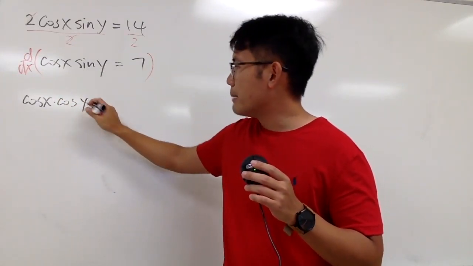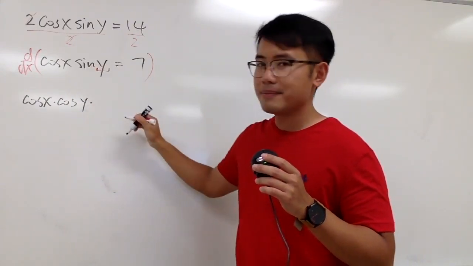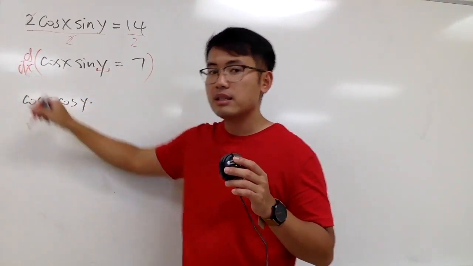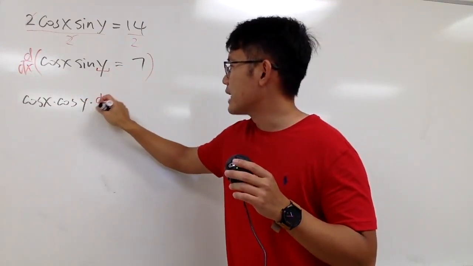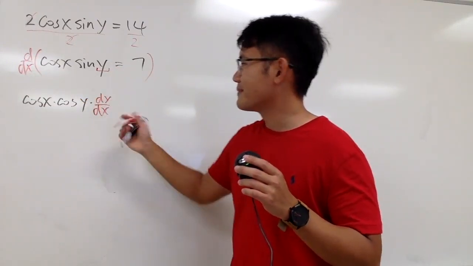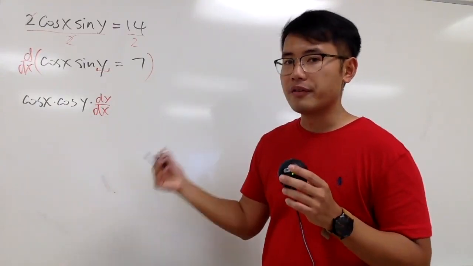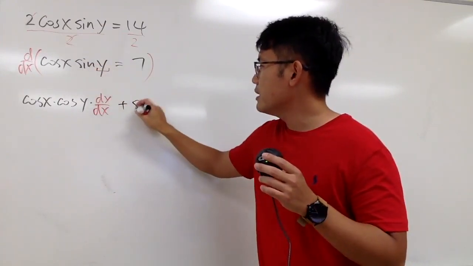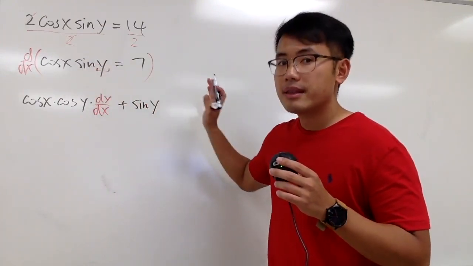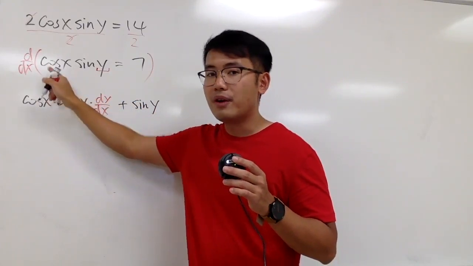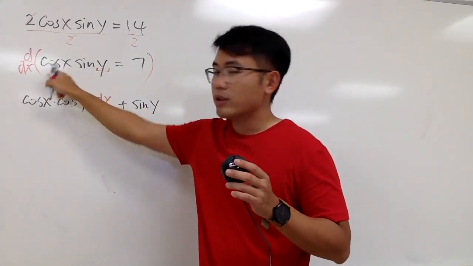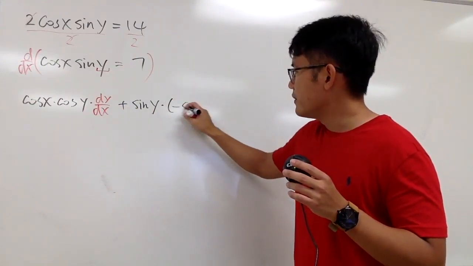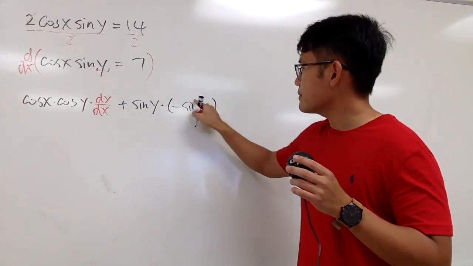And then we multiply by the derivative of the inside by the chain rule, right? Derivative of y with respect to x is the dy dx. And this is how we squeeze out the dy dx. And this is just the first part of the product rule. And then we are going to add the second function, namely sine y times the derivative of the first. Derivative of cosine x is negative sine x. So I'll put down parentheses, negative sine x, like that.